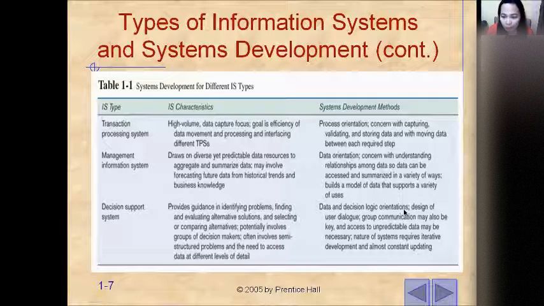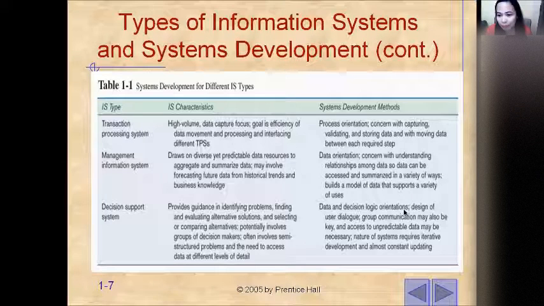System development methods: data orientation, concerned with understanding relationships among data so data can be accessed and summarized in a variety of ways. Builds a model of data that supports a variety of uses. So again, we also have the decision support system, which provides guidance in identifying problems, finding and evaluating alternative solutions, and selecting or comparing alternatives.